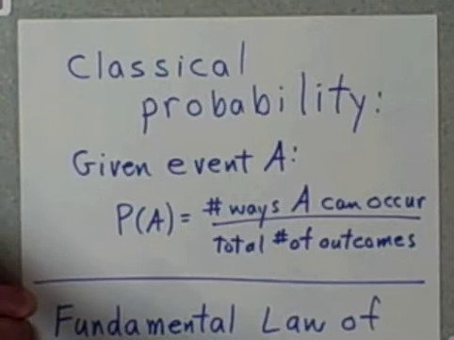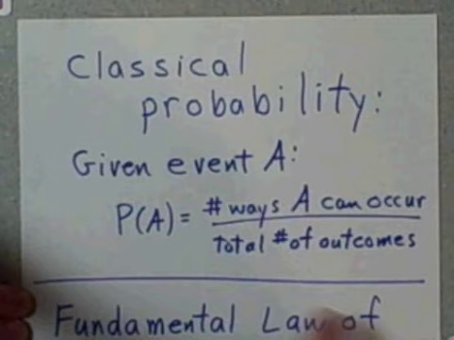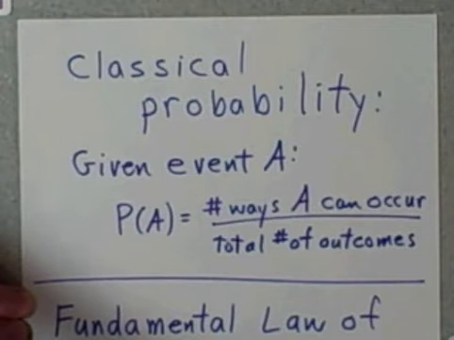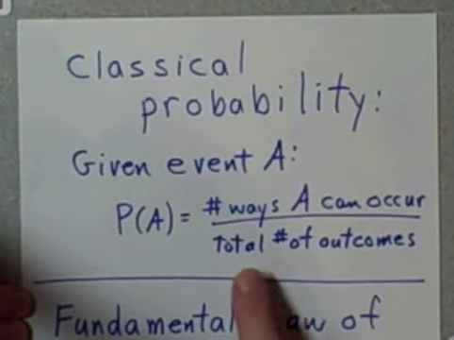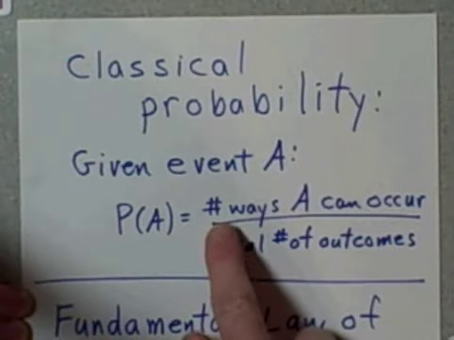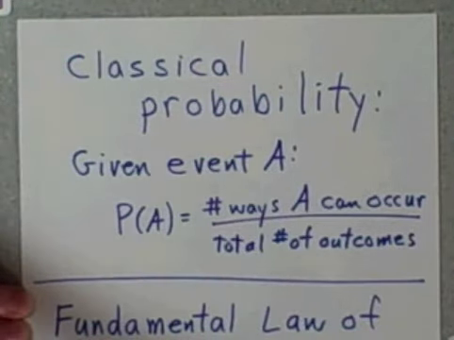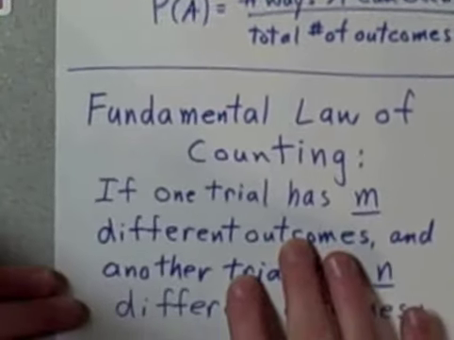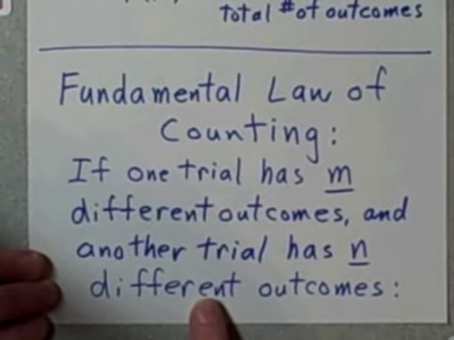Now, in most of the examples we had done up to this time, finding the total number of outcomes was pretty straightforward, and finding the number of ways that A could occur was pretty easy too. Usually it was just one way. But now we're going to talk about examples in which it's not so easy to calculate the total number of outcomes, and maybe not even easy to calculate the number of ways that event could happen. So that's where the fundamental law of counting comes into play.